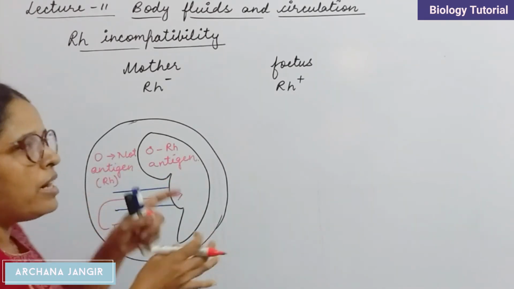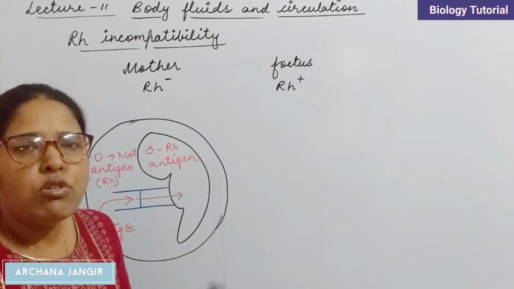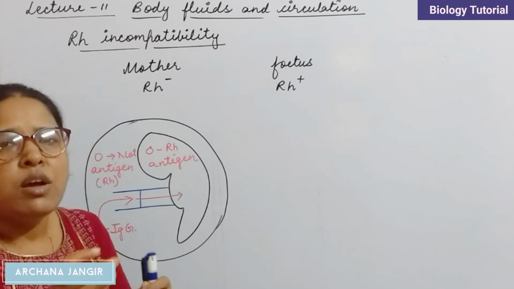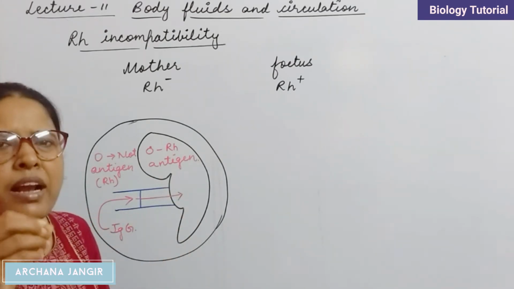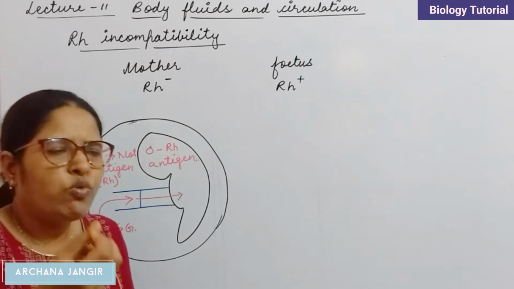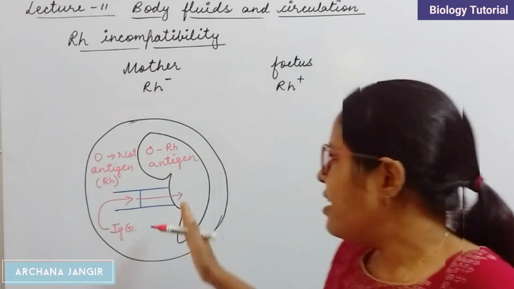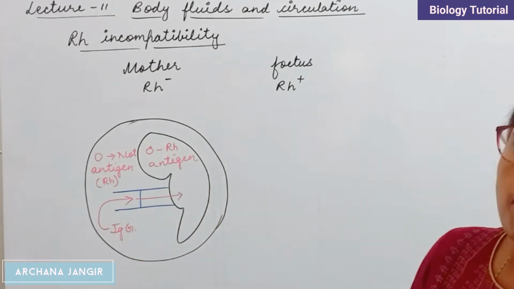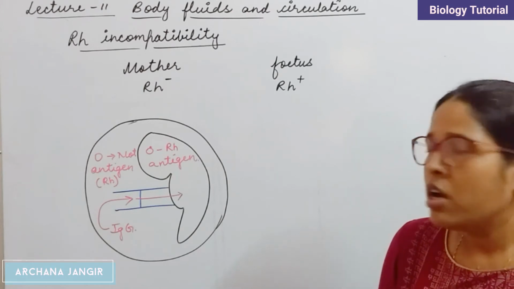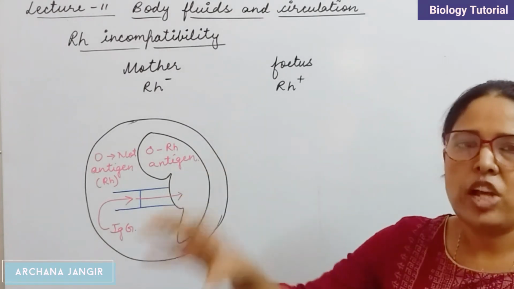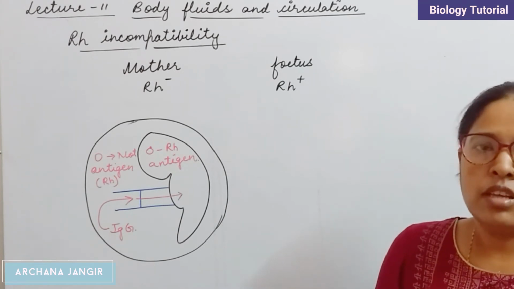As this will happen at the time of parturition, it means the child has been delivered. So it will not cause much harm to the fetus. It may be mild anemia or mild jaundice, which can be cured in a short period of time, because the mixing of blood is taking place at the time of parturition. So there will be no more harm to the body of this fetus, and the child will be delivered and will recover in a few days.